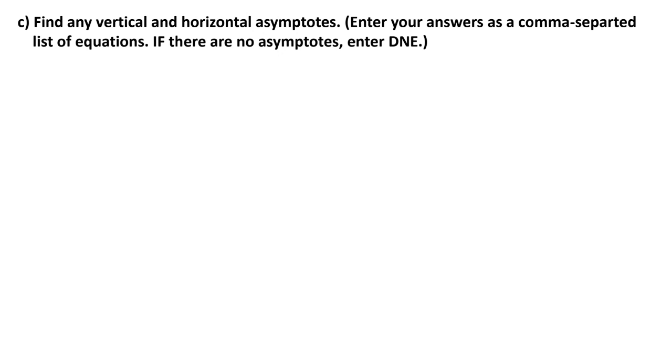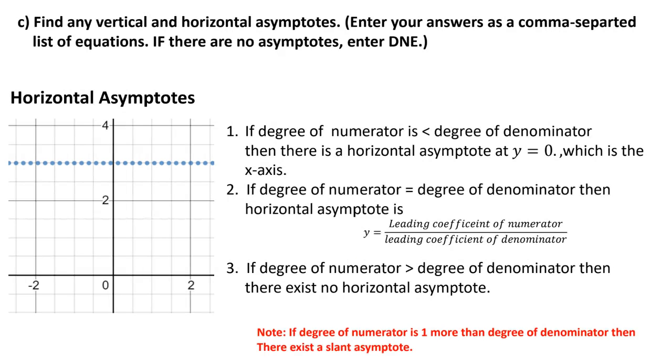All right, now for the horizontal asymptotes. For horizontal asymptotes, we have three different cases that our functions can fall under. The first case is if the degree of the numerator is smaller than the degree of our denominator, then there exists a horizontal asymptote at the equation y equals 0.